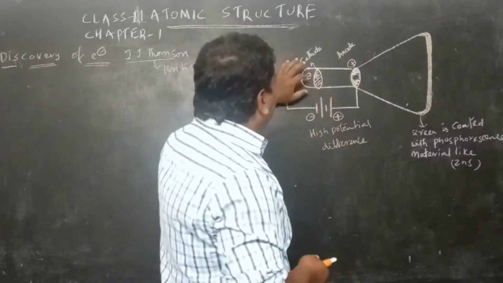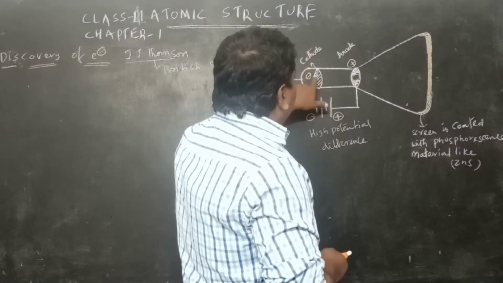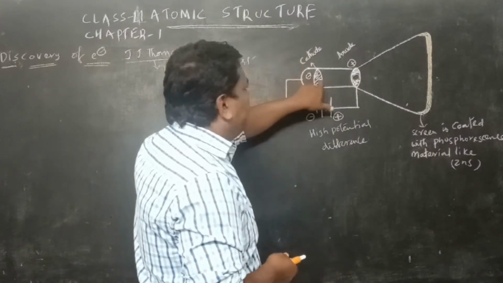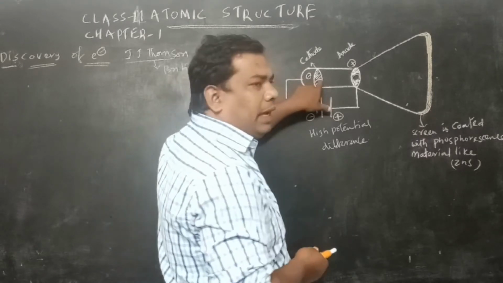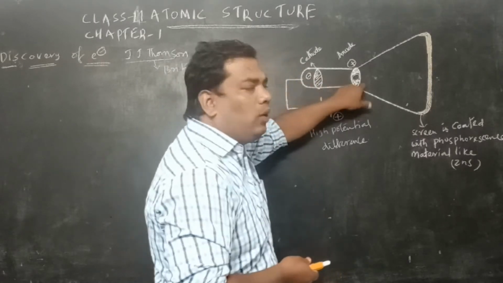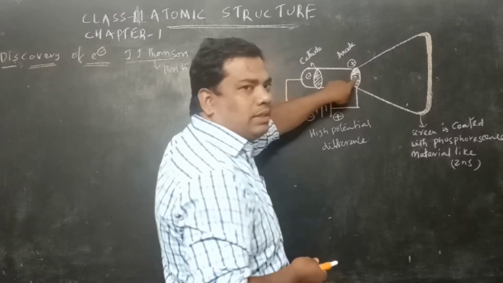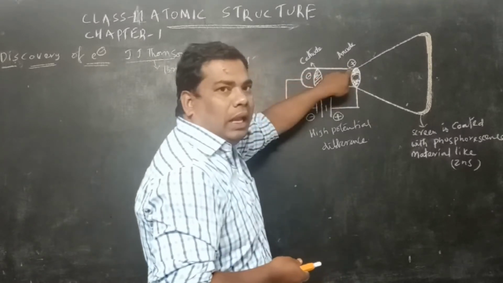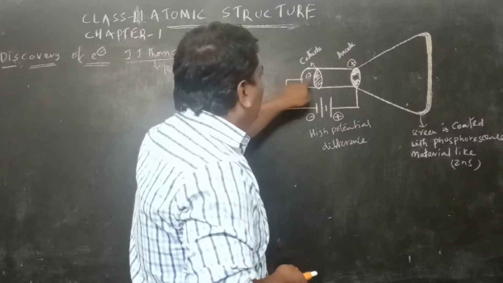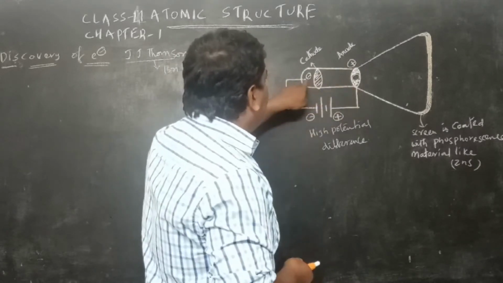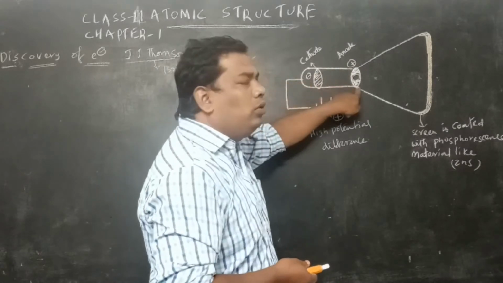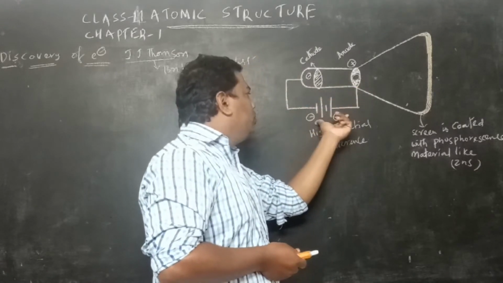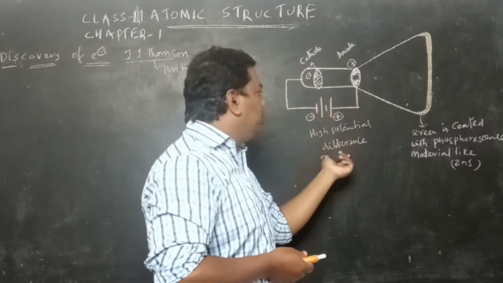Here we have a cathode. These are metallic plates. One is acting as a cathode, another one is acting as an anode. This anode metal has a hole. These are the negative and positive electrodes. The cathode terminal and anode terminal are connected through a high voltage potential difference.